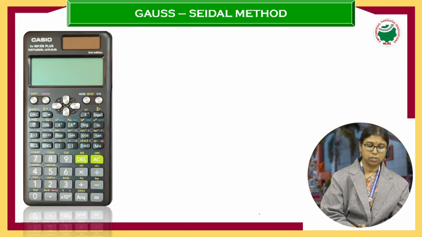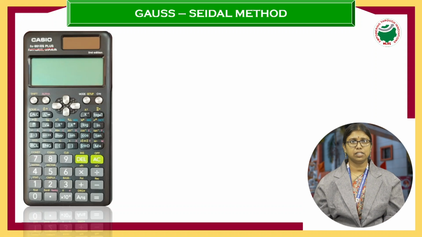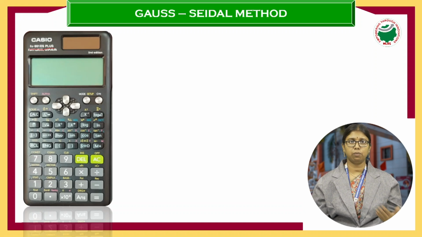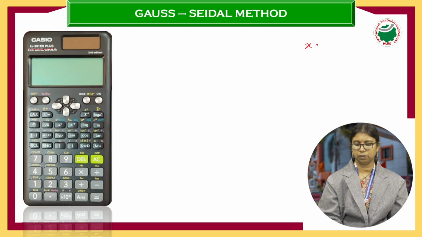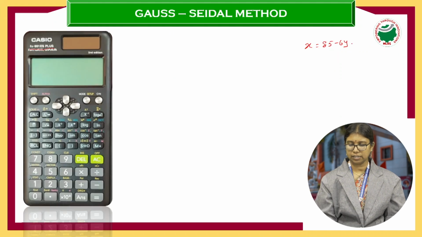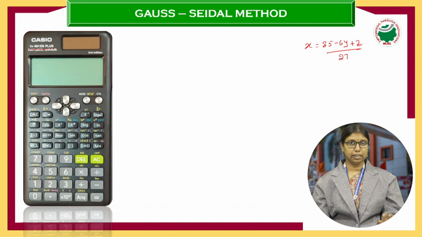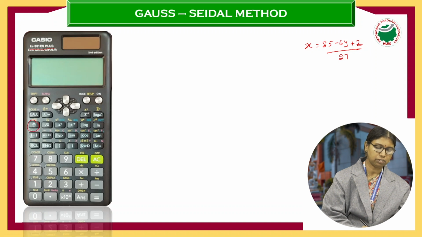So now here I am using the Casio of version FX991EX plus. We are having several versions in Casio, but in all the Casios, the entering of the equation is in a similar way only. So here your first equation is x is equal to 85 minus 6y plus z divided by 27. See, to enter this equation, first we need fraction form. In all fx models, we'll have some fraction button. We can use this fraction button.